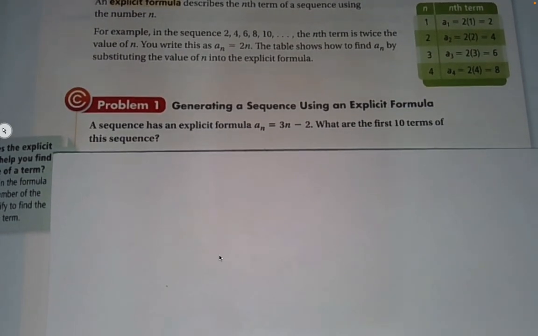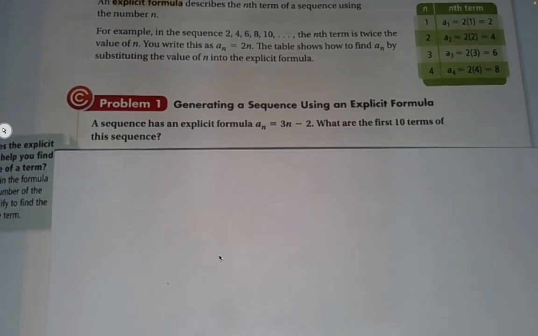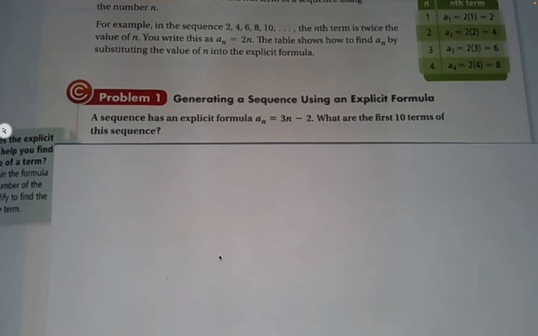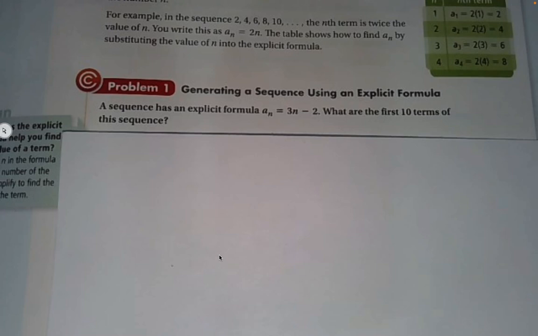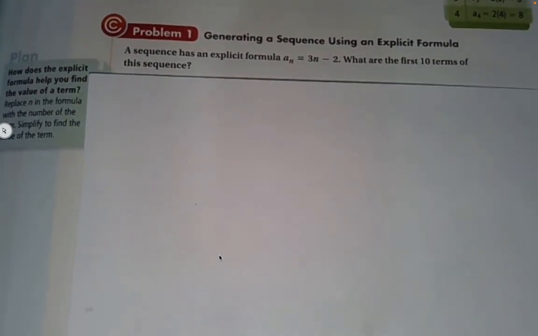All right, so the explicit formula describes the nth term. If I was looking for the 100th term, I could plug in the number 100 and find out what it is. That's all that means. So they're telling me right here, we've got this sequence, a list of numbers. I don't have it, but I have the formula for it, so I can find the first 10 terms. How would I find the first term? I would plug in 1. That would tell me my first term. How would I find the second term? Plug in 2, and so on.